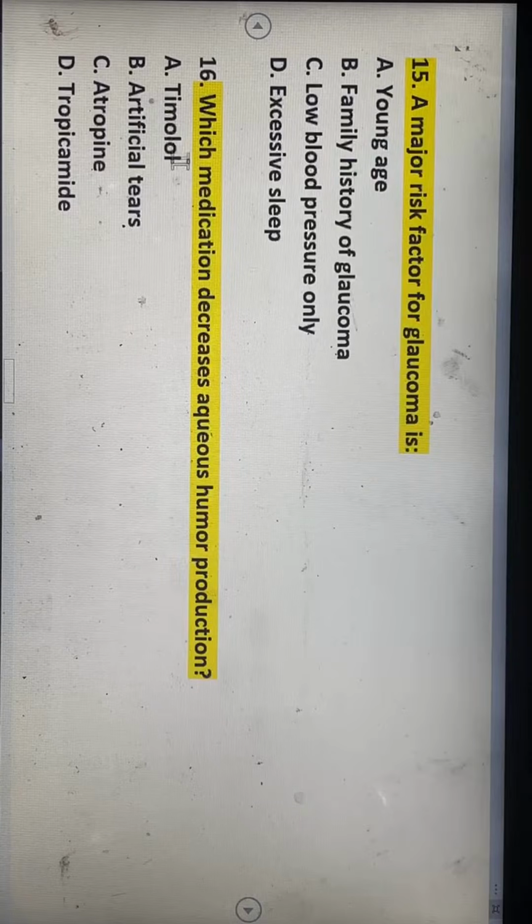Timolol. It is a medication used to decrease aqueous humor production. Remember from our private class, simplified private class, the aqueous humor is produced in the ciliary body, and the medication that can be used to decrease the aqueous humor production is what? Timolol. Are we together? All right.